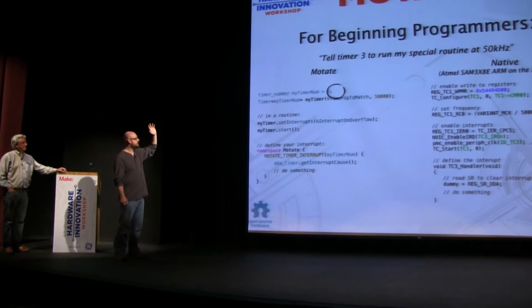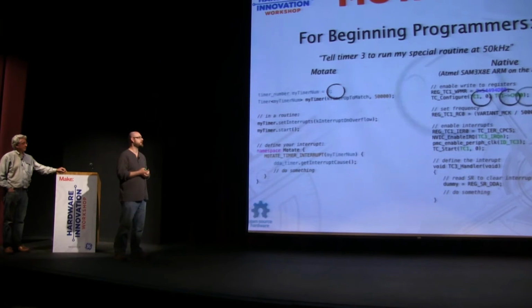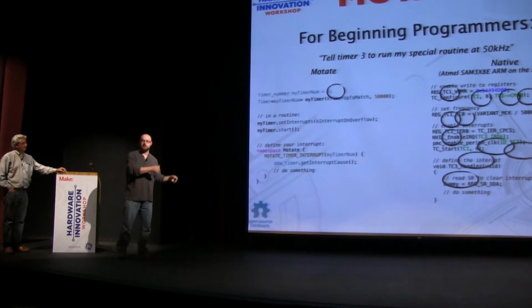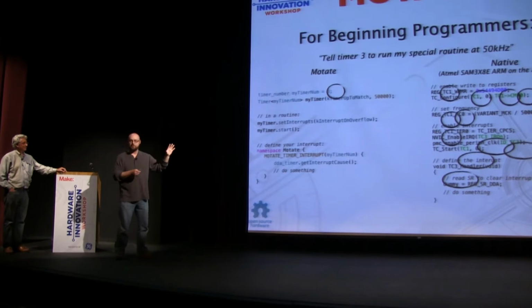Timer 3. We change that 3 to a 4 or an 8. We have 8 timers on this particular chip. If we want to change that same thing to any other timer, here's all the places we have to change the code on the right. Again, the alignment's a little bit off, but you can count. And that's just to say that particular chip.